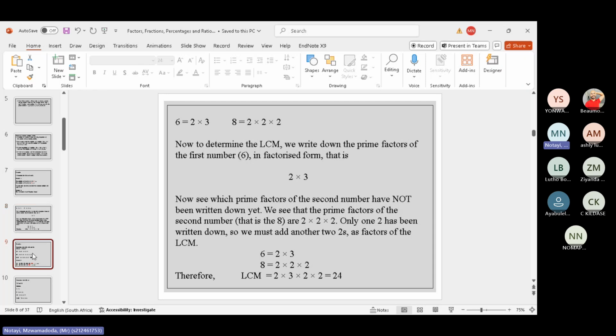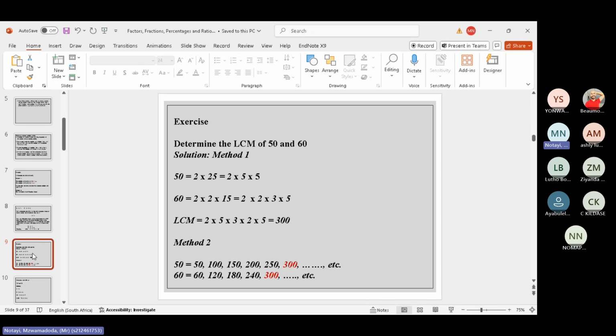and then you multiply all your factors. Let's look at another example. Determine the LCM of 50 and 60.